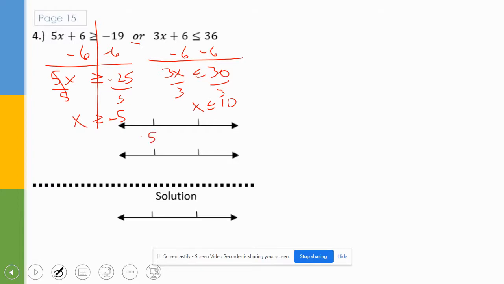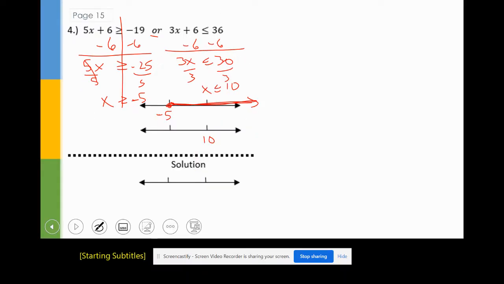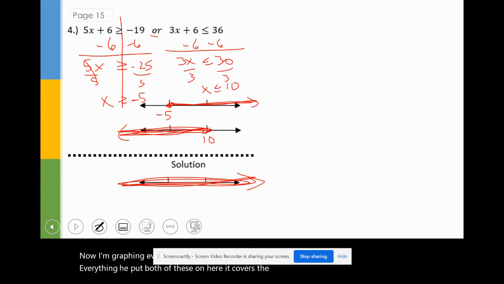So let's put it on the graph. So x is greater than or equal to negative 5. X is less than or equal to 10. Now, I'm graphing everything. If you look at everything, if you put both of these on here, it covers the whole number line. So there's a real number, all real numbers work.